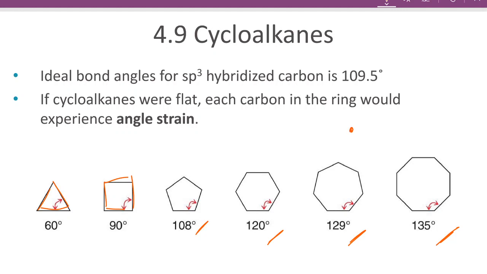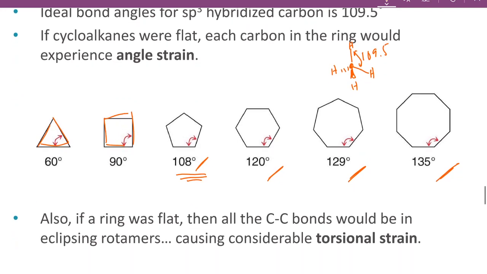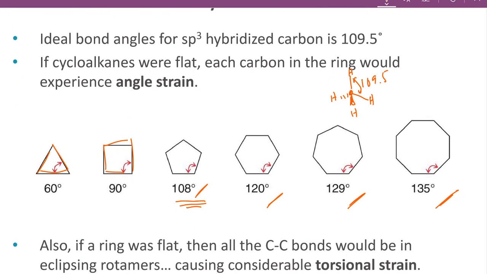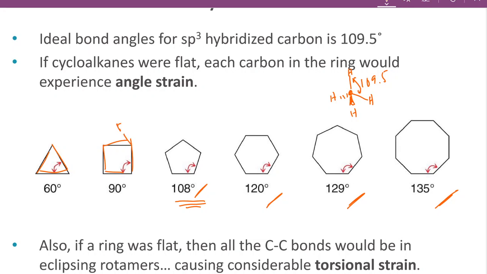Remember, if we have a tetrahedral carbon, what is our bond angle between those carbon-hydrogen bonds, say for methane? They're 109.5. So that's our ideal sp3 hybridized carbon bond angle. The closest one here for a flat system would be cyclopentane at 108. Also, if a ring was flat, then all of the carbon-carbon bonds would be eclipsing each other, and that would cause torsional strain. In other words, we'd have hydrogens on top of each other, pushing each other apart.